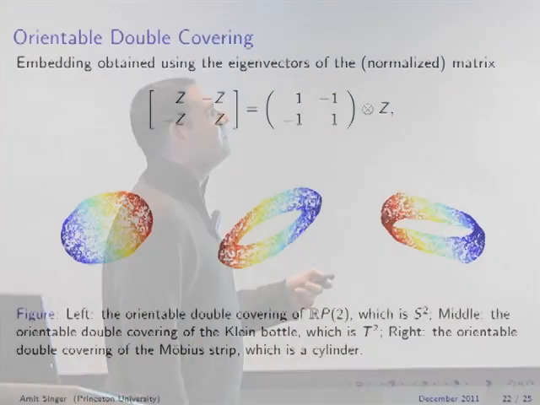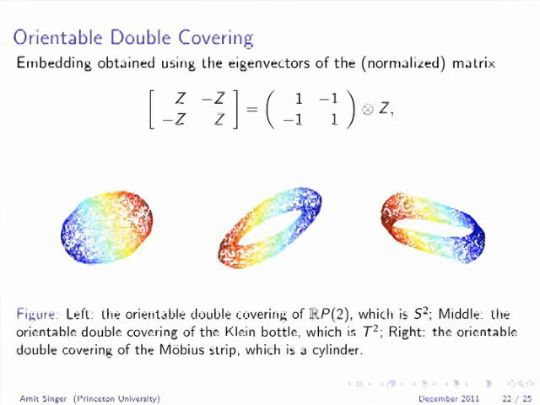It's also very easy to find the embedding of the double covering of the non-orientable manifold by just looking at a matrix double the size. Just take this matrix of the determinants and take its Kronecker product with the matrix 1, minus 1, minus 1, 1. And then from the eigenvectors, you get an embedding. These are using the top three eigenvectors of this matrix. In the case of RP2, you just get the sphere S2. In the case of the Klein bottle, you get the torus. And in the case of the Möbius strip, you get the cylinder back.